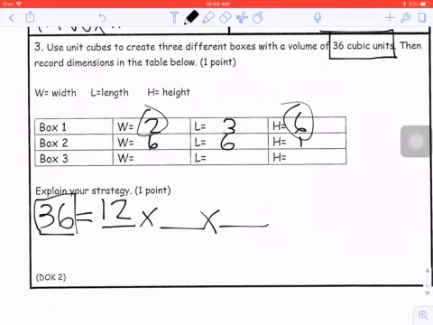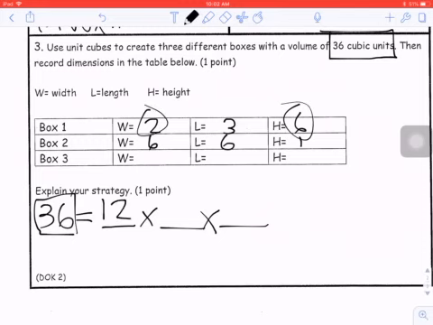I know that 6 can be broken down. So 6 can be broken down into 2 times 3. And I could take this 2 and multiply it by this 2. And I would get 4 times 3 times 3. That would be another thing that would work. So 4 times 3 times 3.